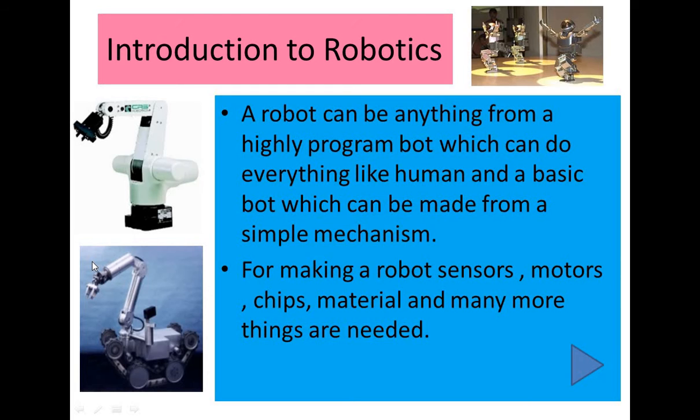It's also a robot, as some robots have legs which are made from simple mechanisms. So these are all simple bots. Right now we'll be learning about simple bots, and we'll be making a simple bot. Next, for making a complex robot or a highly programmed robot, we need sensors, motors, chips, material, framework, display, wheels, and many other things.